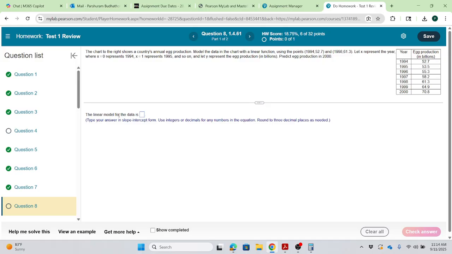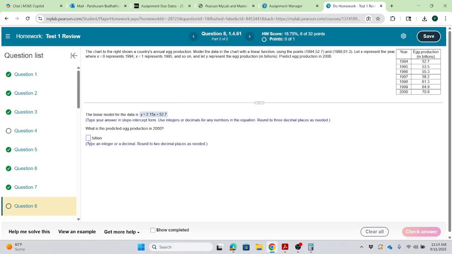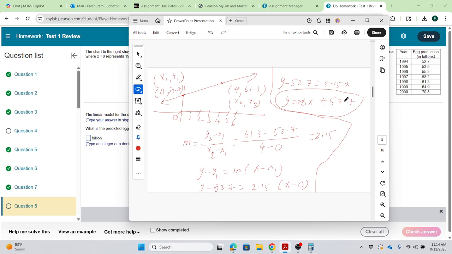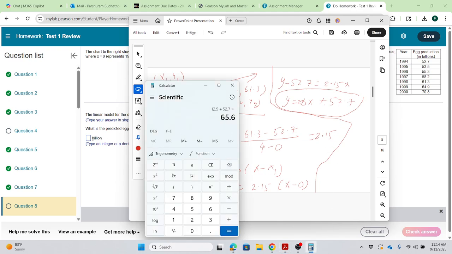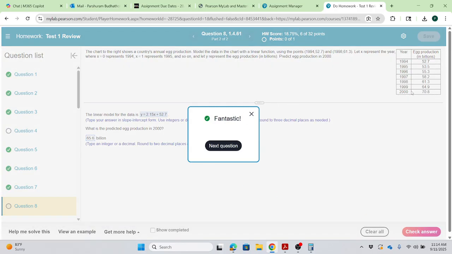The linear model for the data, that's the equation they are asking you, is y equals 2.15x plus 52.7. This is the linear model. Type your answer in the slope intercept form. And then the billions in 2000 would be the calculation we just got, which is 65.6 billion. As you can see here, the data gives us 70.8, which is the actual value, but based on our model, the value is less than the actual value. It's okay.